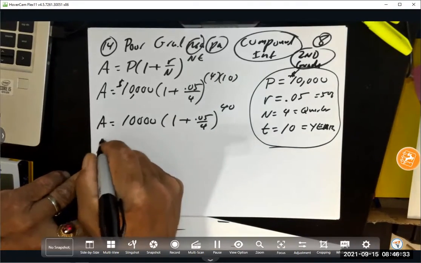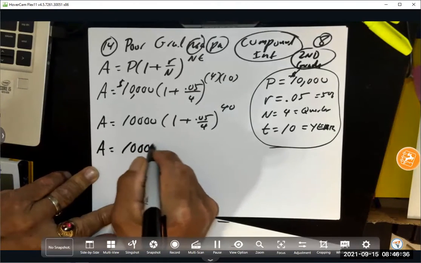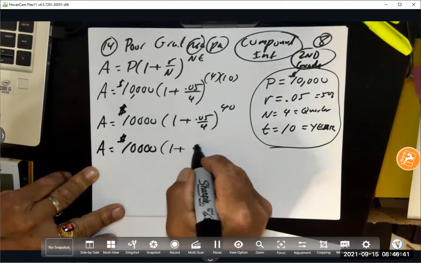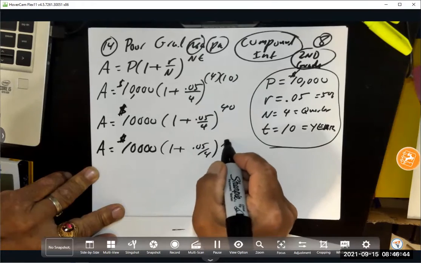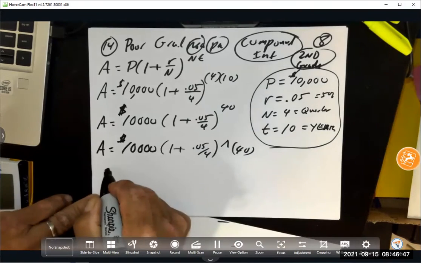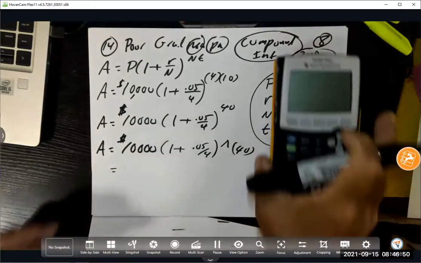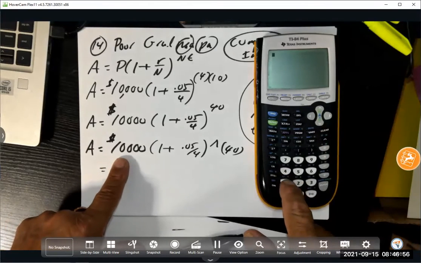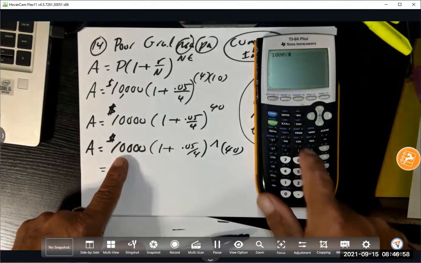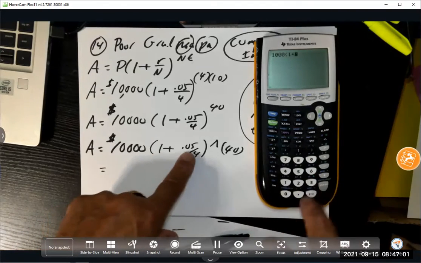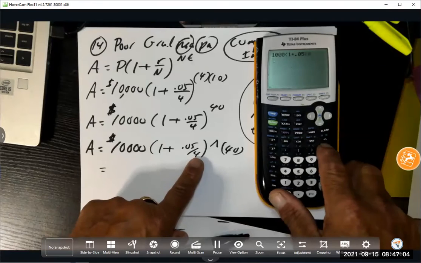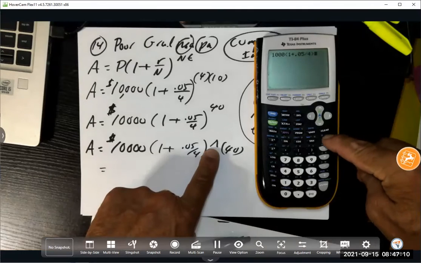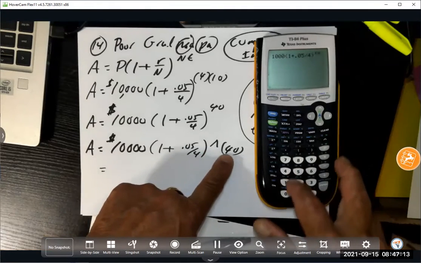So now on your calculator, this is what you're going to do. You put the 10,000, the money they put in for you. Then you go 1 plus 0.05 divided by 4 to the power of 40. I want to find out how much money they're going to give me. Okay, let's do it. Clear. 10,000, parentheses, 1 plus 0.05 divided by 4, close parentheses, to the power, this key right here, and 40 in parentheses.